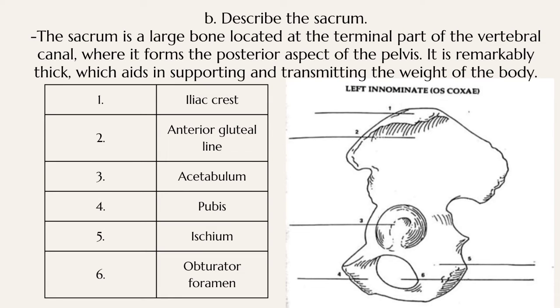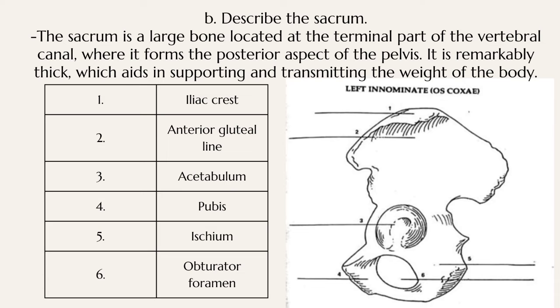Left innominate. Number one is the iliac crest, the largest of the three bones that make up the pelvis. Inferior gluteal line is the middle curved gluteal line on the hip bone. Acetabulum is the socket of the ball and socket hip joint. Ischium is a paired bone of the pelvis that forms the lower and back part of the hip bone. Obturator foramen is the large opening created by the ischium and pubis bones of the pelvis through which nerves and blood vessels pass.